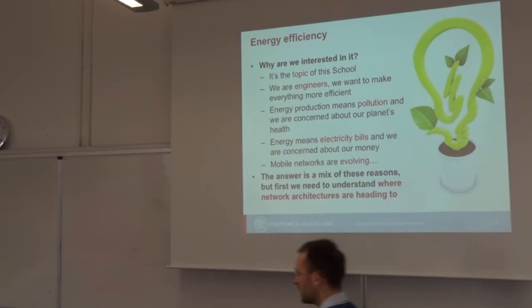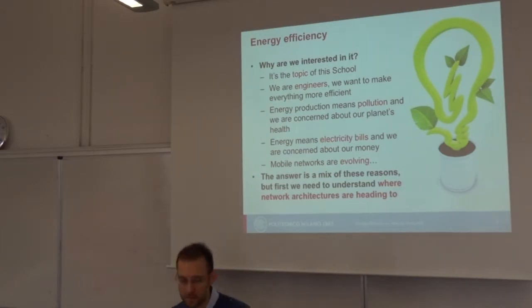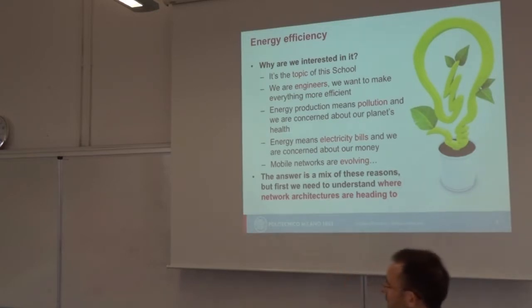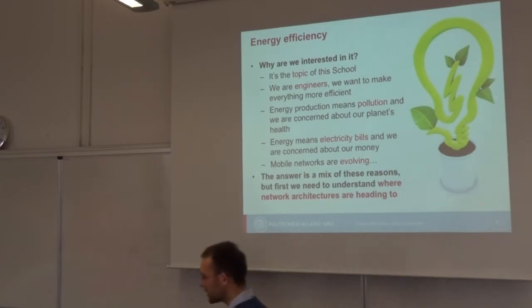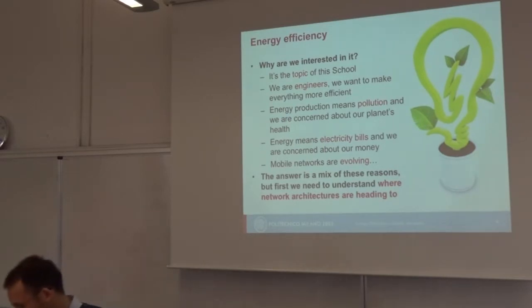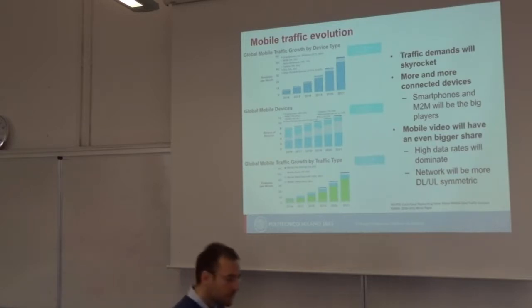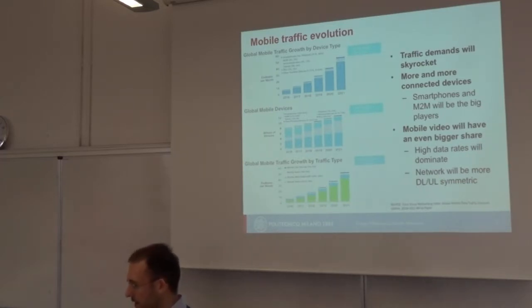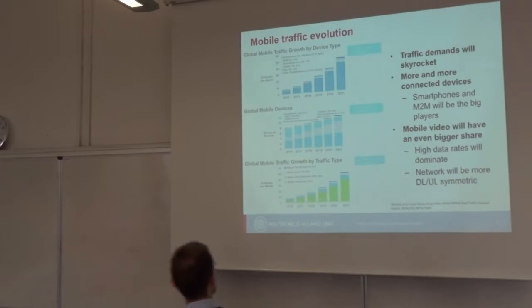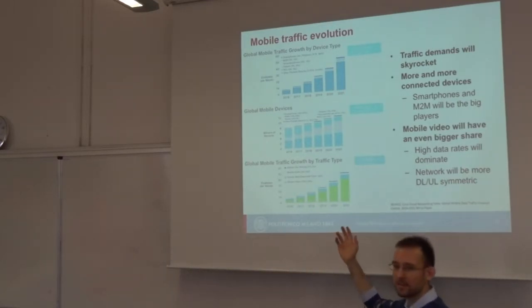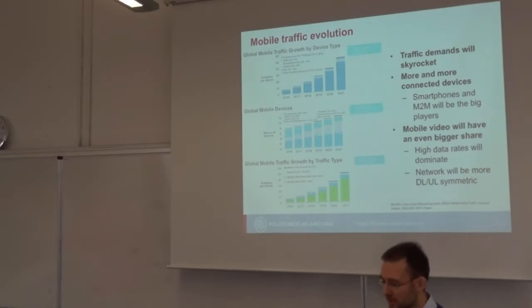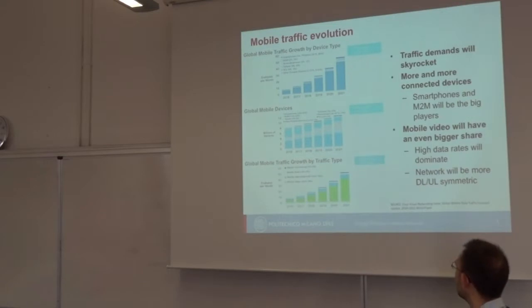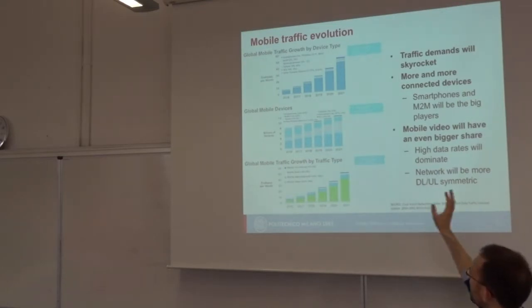Of course, it's kind of a subjective thing, but I believe that in order to be sure while we are talking about energy efficiency, we need to understand how the networks are evolving in the near future. Since wireless networks are characterized by the traffic they have to carry, what will be the traffic in the near future? You may have seen these kinds of pictures somewhere, because they are very famous. They come from the Cisco Visual Networking Index, and they explain how the traffic will evolve in the near future.